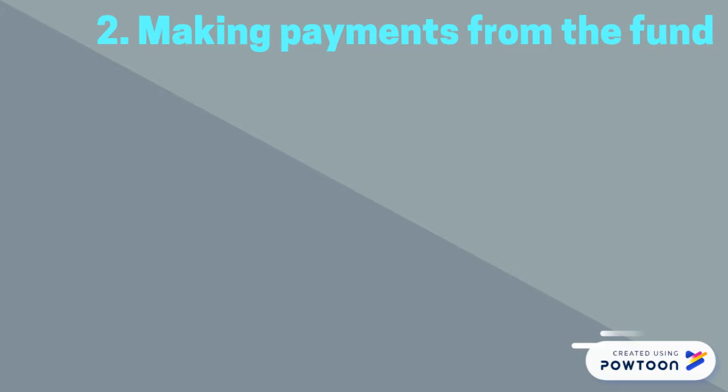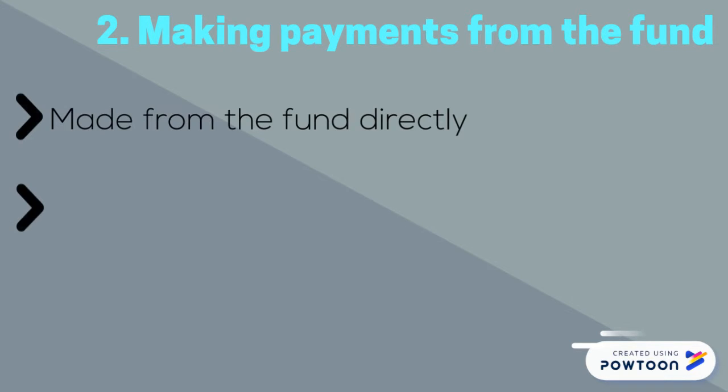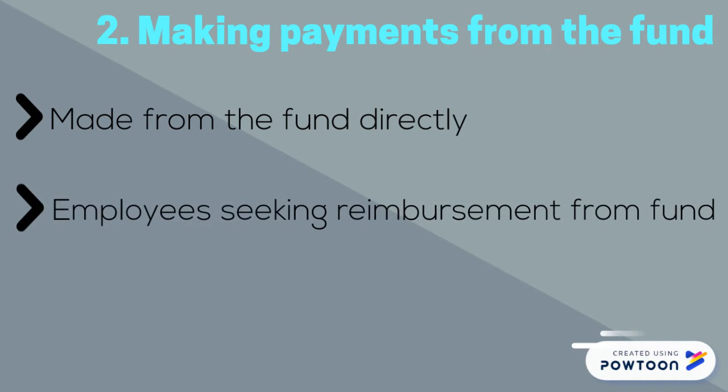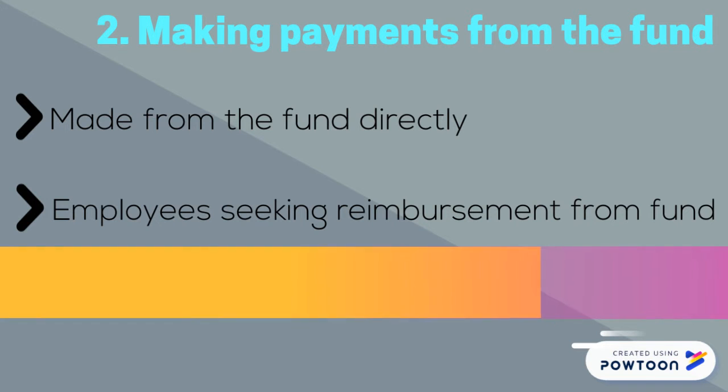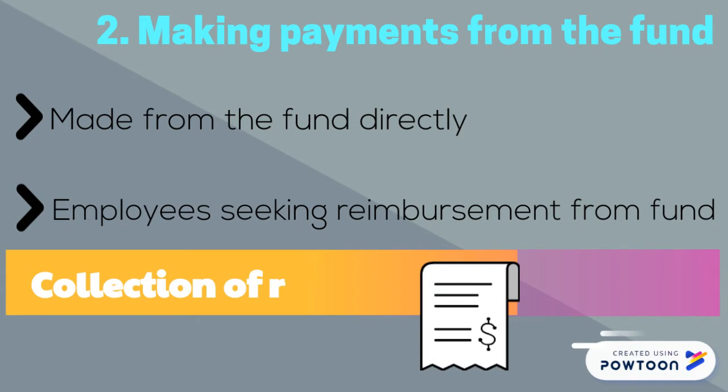The next step is payments from the fund. Payments from the fund are made either directly from the fund or employees seeking reimbursements. No journal entries are needed at this stage. However, the business must collect receipts and authorizations of transactions in order to assist with the last step.